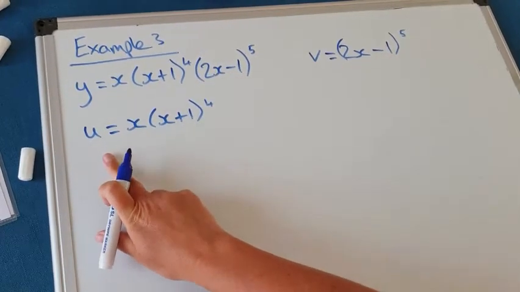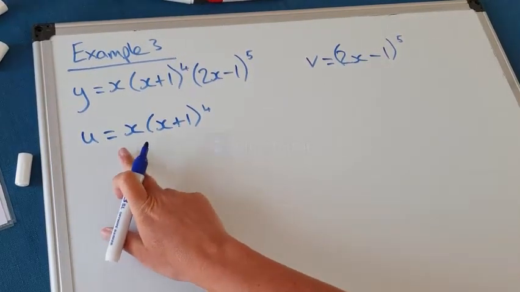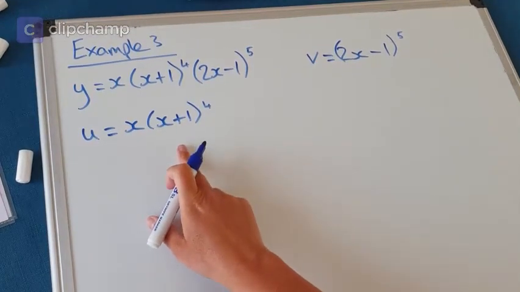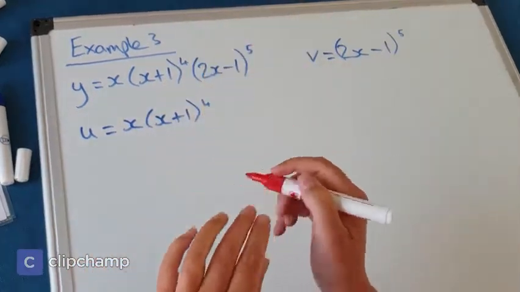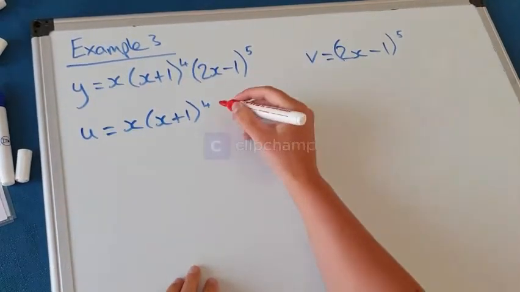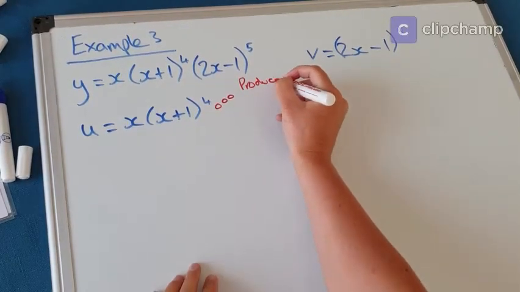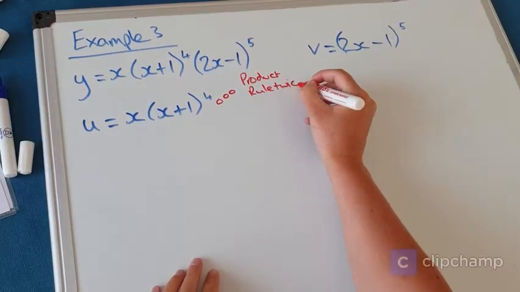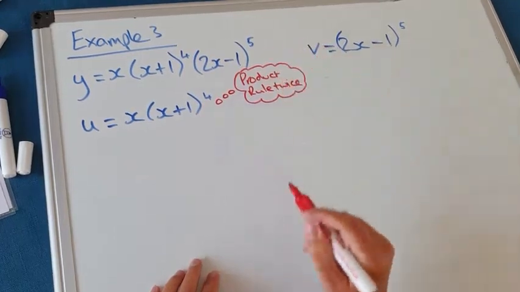If I go to get u dashed and differentiate this, what we can see is we've got a product again. So essentially we're going to have to apply the product rule twice. Let me just write that down for you. I'll just shorten it: product rule twice. Just a wee bit of your thought process bubbles here.